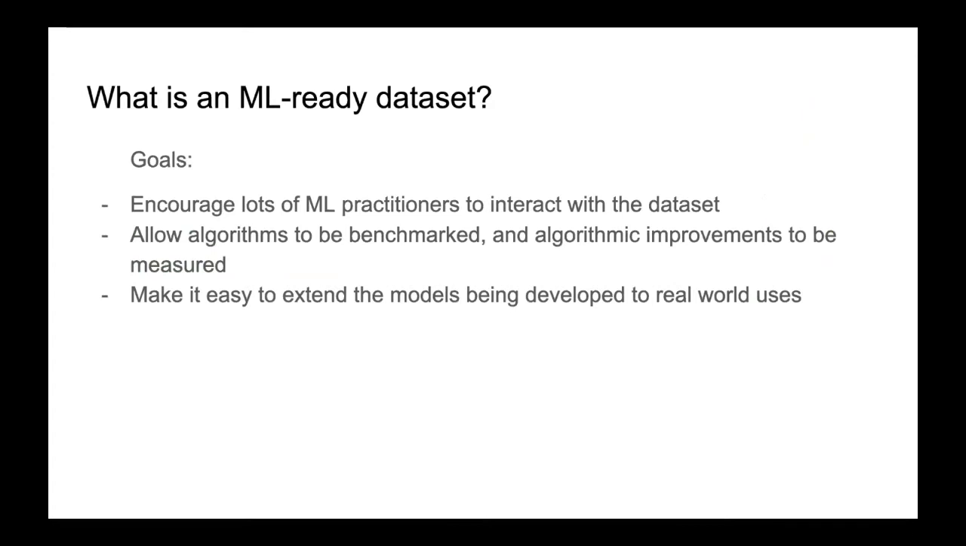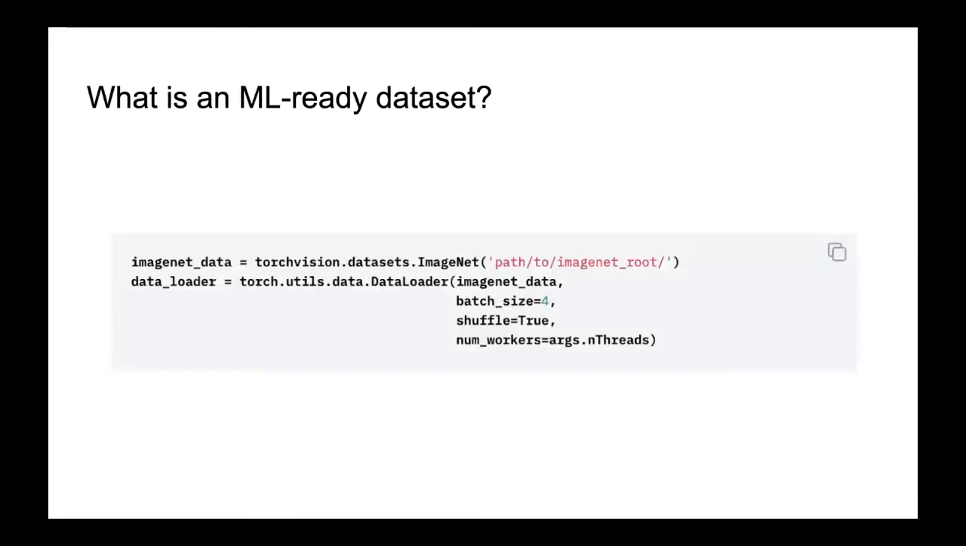What does it mean to have a machine learning ready data set? In my mind, such a data set achieves 3 main goals. First, it reduces barriers to entry to interacting with the data. So it's easy for machine learning practitioners to interact with the data set. Secondly, it allows different groups to compare algorithmic advances on the data set. And finally, it makes it easy to extend models trained on the data and apply them to real world use cases. So to ground this a little, I'm going to use an example from computer vision.